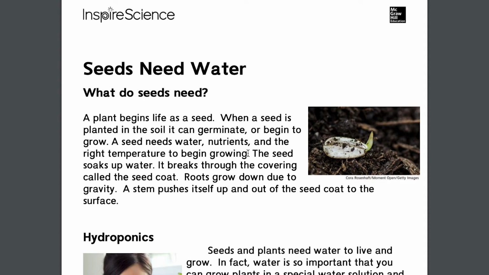So if you break a little seed, you'll see that it has a coat on the outside, and inside is where the parts that grow are. Roots grow down due to gravity. A stem pushes itself up and out of the seed coat to the surface. So only the roots are underground. The seed and the roots are underground, and the stem grows above the ground.